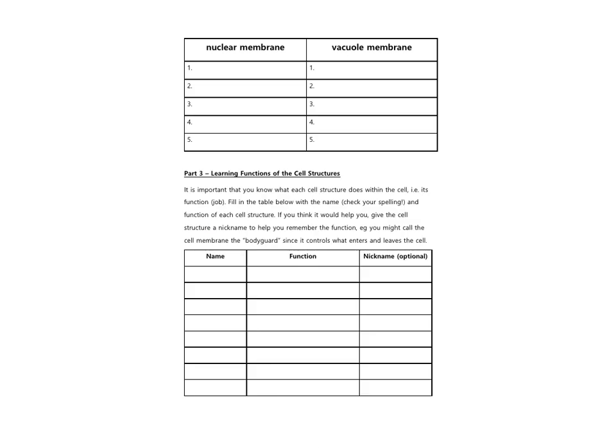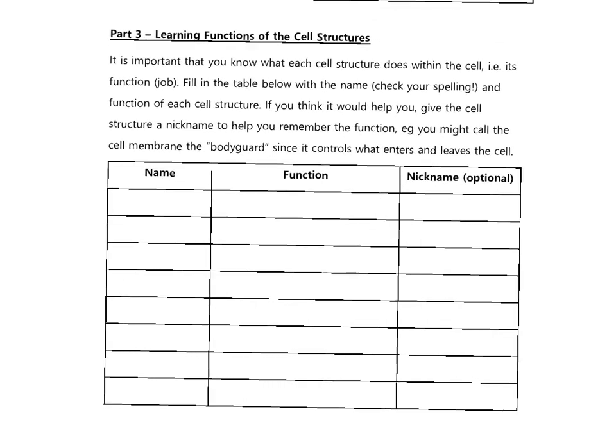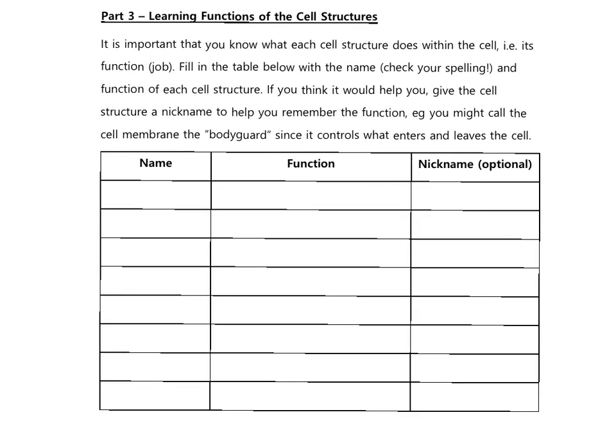And then part 3 is finally to learn the functions of the cell structures. So it's really important that you know the function of each cell structure. So what I've given you here is a table to fill out by yourself with the different names of the 8 parts, the 8 structures, then write its function beside it. And then you've got the option, you don't have to use this final column, but just if it helps, you might want to give the cell part a nickname to help you learn what it does. So I've given you the example of a cell membrane.